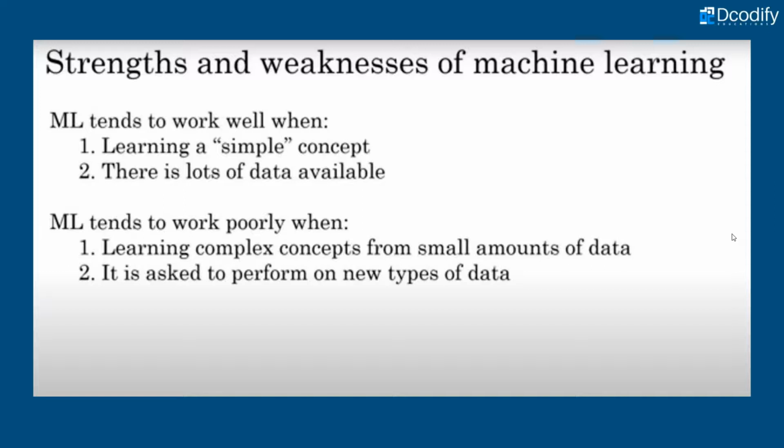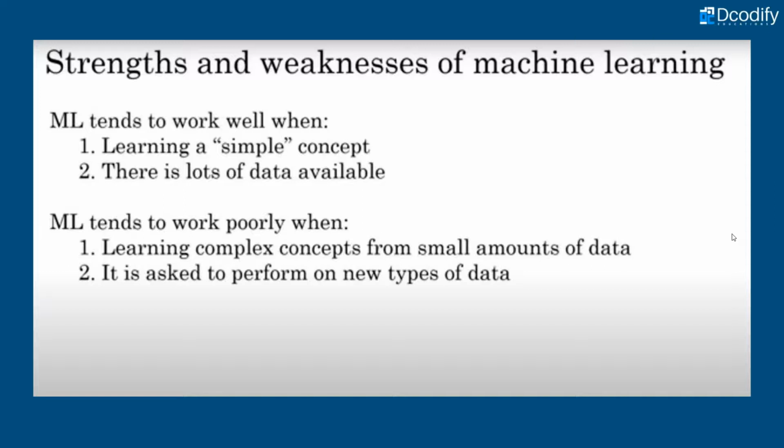So here are some strengths and weaknesses of machine learning. Machine learning tends to work well when you are trying to learn a simple concept, something that you could do with less than a second of mental thought, and when there is a lot of data available to you. Then this traditional machine learning will work well. But machine learning tends to work poorly when you are trying to learn a complex concept from a small amount of data.